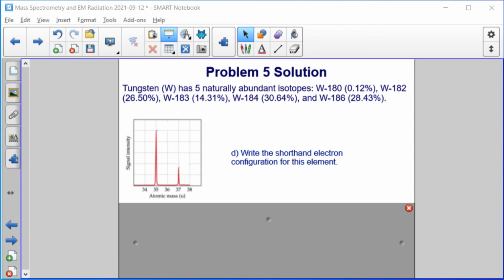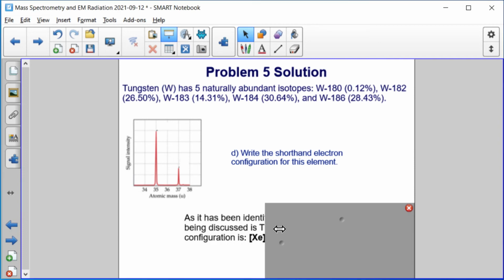Finally, in Part D, we're asked to write the shorthand electron configuration for this element. So we have to find tungsten on the periodic table first. We know where it is because we've determined the number of protons already to be 74. So it's number 74 on the periodic table, W. The shorthand configuration starts with the noble gas in the previous period, which is xenon, Xe. Then what comes after 54 is 55.